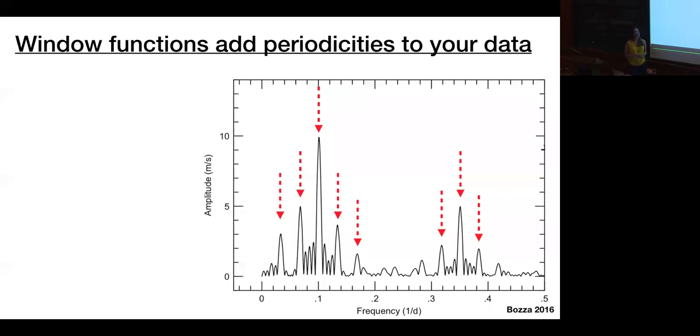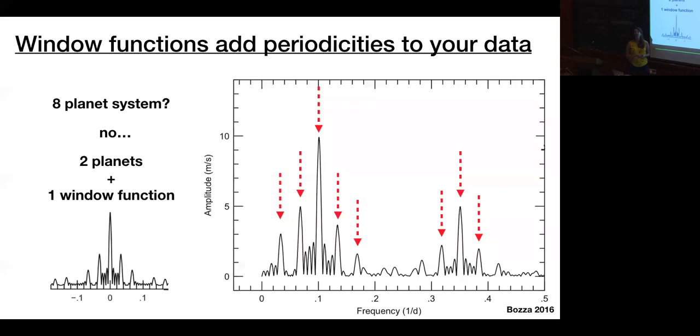So you could look at a periodogram like this and think, oh my goodness, I have found an 8-planet system. Nature, here I come, right? Unfortunately for you and science in general, this is not an 8-planet system. Rather, this is 2 planets and 1 window function being thrown into the mix, okay? So this peak and this peak are real signals. These are roughly delta functions in Fourier space caused by the planets. But then the spread that you're getting here, the other 6 peaks, are due to the way you observed, okay?